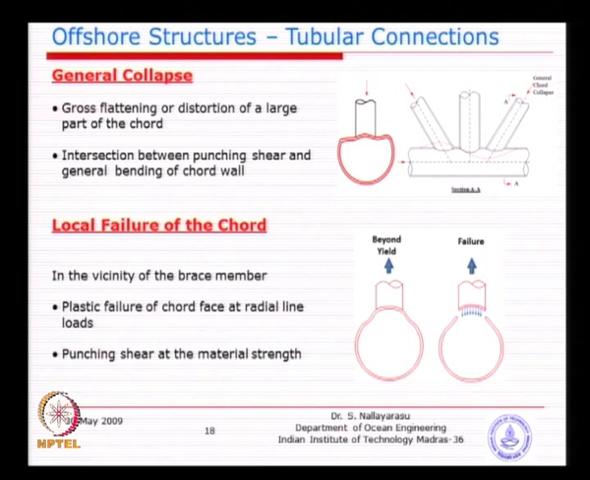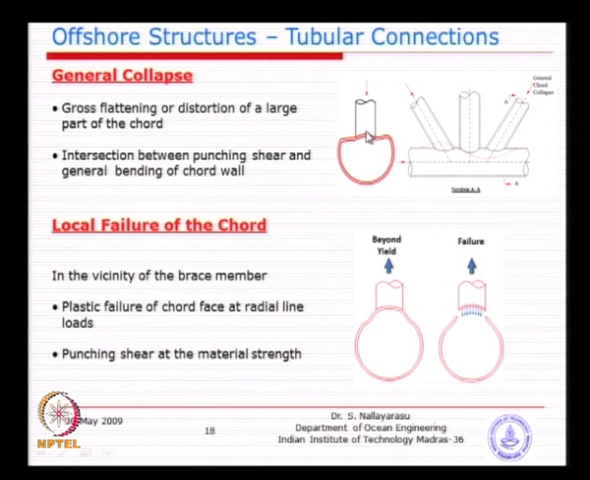So, general collapse is something like this. One of the members is getting compression load, the other member is getting tension load. So, you can see a rotational behavior about the common point, which can ovalize as well as cause bulging and buckling effect at the location there.